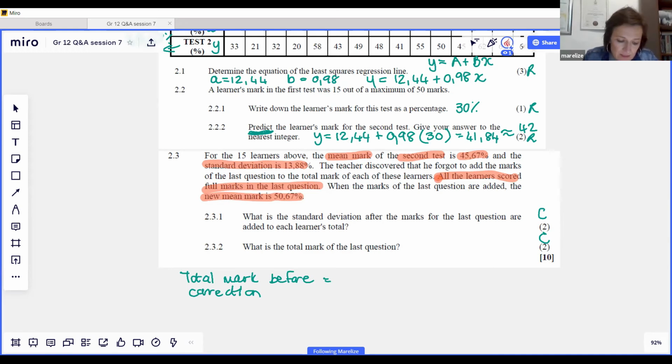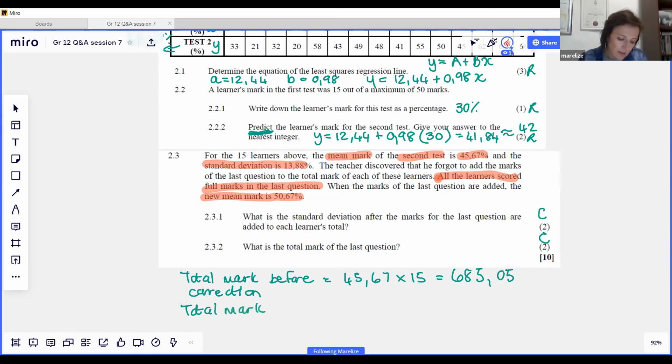And for that, we can just take the old mean, the 45.67, and times it by 15. It's like doing the reverse. Instead of saying, what is the mean, we total everything up and divide it by the frequency, we're saying, oh, this is the mean, we times it by 15, then we get what the total was. So 45.67 times 15 gives me 685.05.